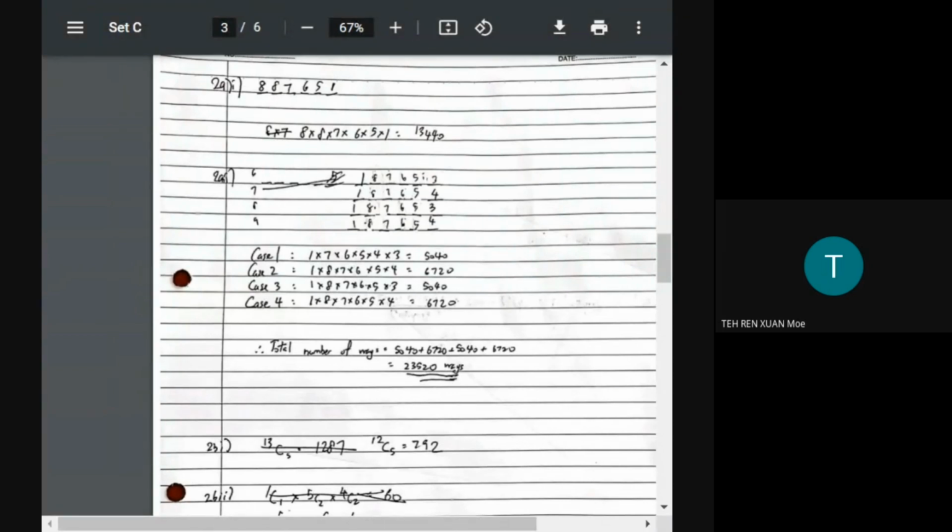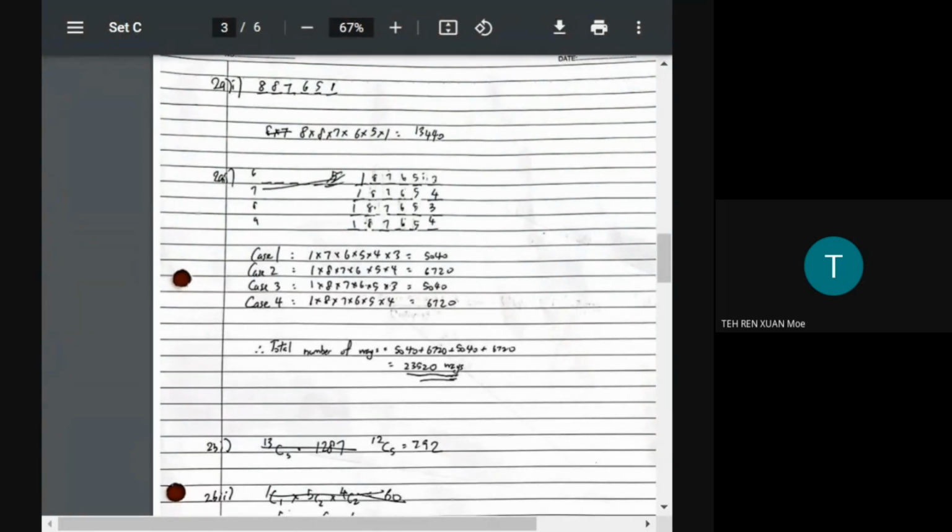Third, let's look at the third case, which starts with 8. So there will be only one option in the first place, and at the last place, since 8 has been taken, we will be left with 3 options. So we will continue with 8, 7, 6, and 5.